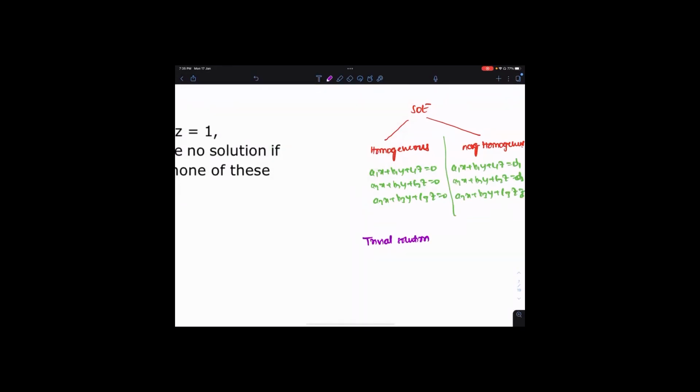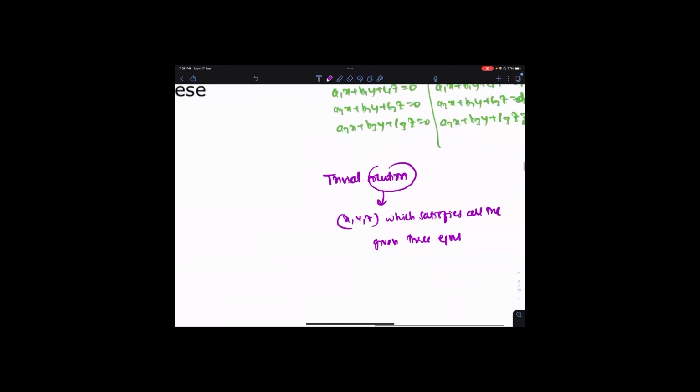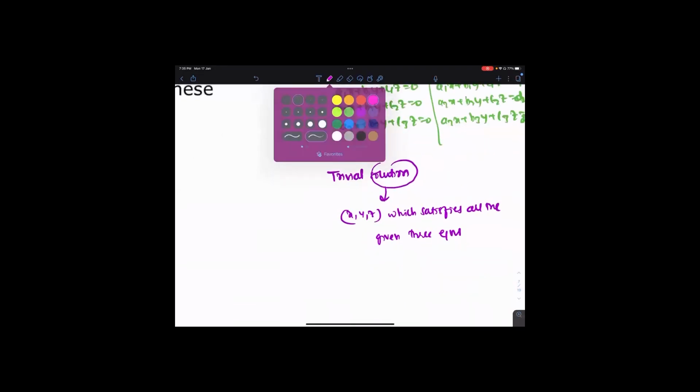First, what is meant by solution? It's the set x, y, z which satisfies all the given 3 equations. Okay. Now, what is meant by trivial solution?